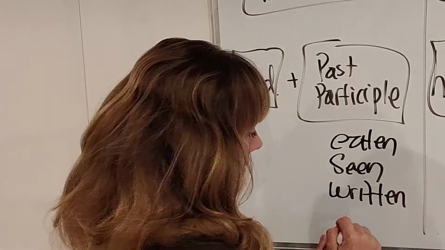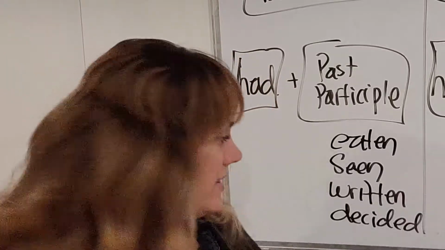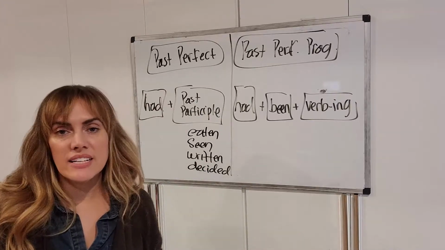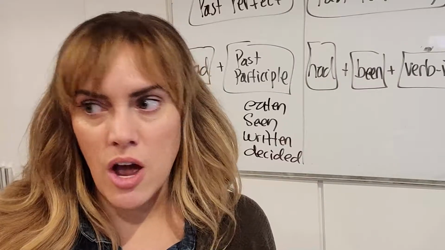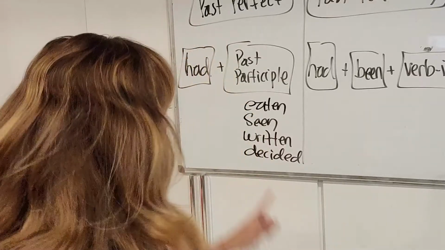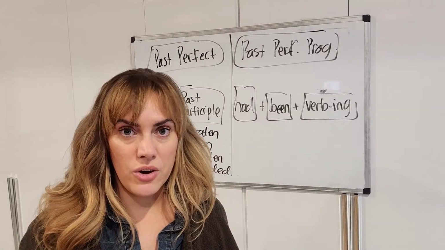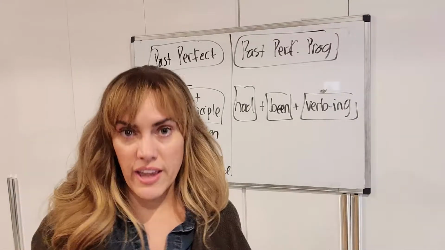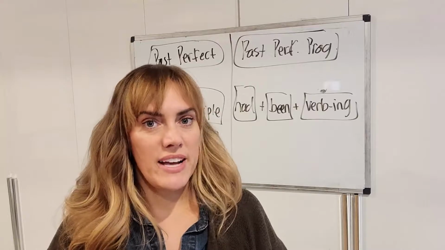So decide, decided, decided. So that's what it looks like. So in a sentence, I might say, I had decided to study Spanish before I went to college. Or I had eaten lunch before I made this video. Or we had seen the movie before it came out on the internet. That is the past perfect.